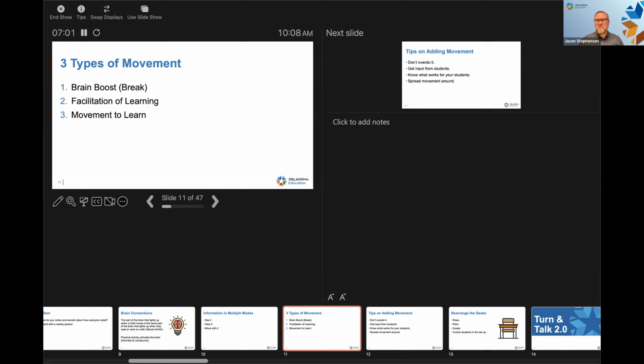So the third type of movement is what's most common in an English language arts course, and that would be movement to learn. And movement to learn is layering on movement on top of the actual English language arts work.